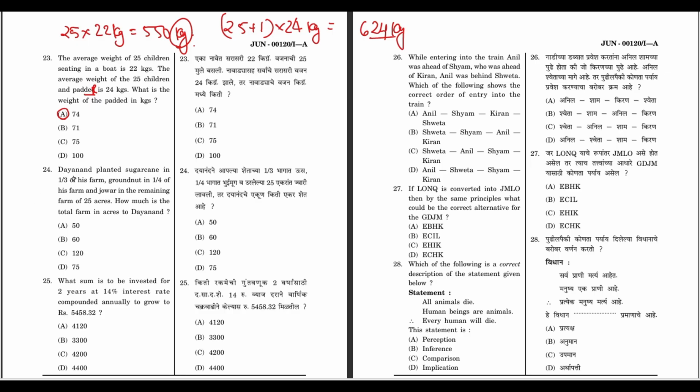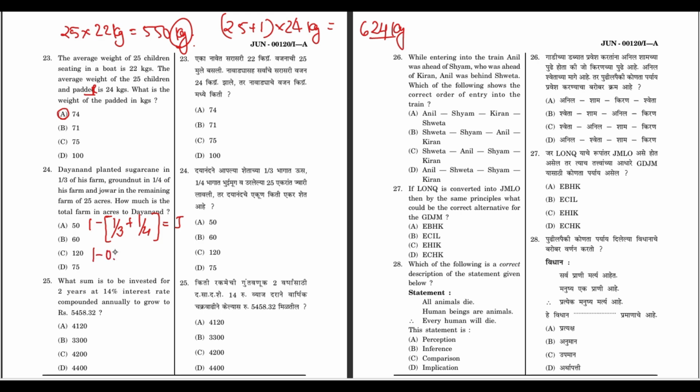Next, Dayanand planted sugarcane in 1/3 of his farm, groundnut in 1/4 of his farm, jowar in remaining farm of 25 acres. How much is the total farm in acres of Dayanand? 1 represents 100%. Over 1/3 of his farm he plants sugarcane. Then over 1/4 of his farm he plants groundnut. So in remaining area he plants jowar.